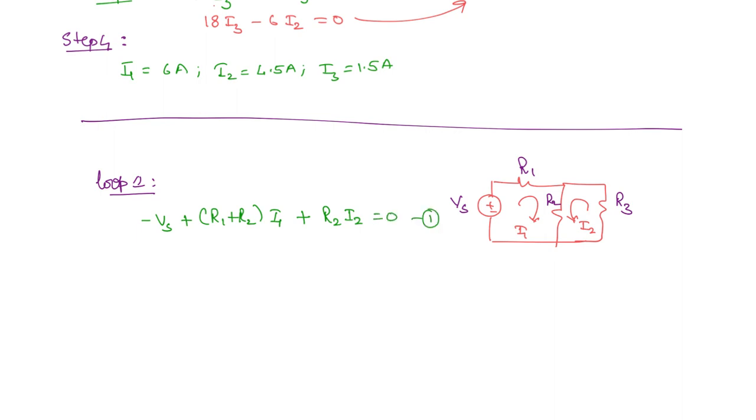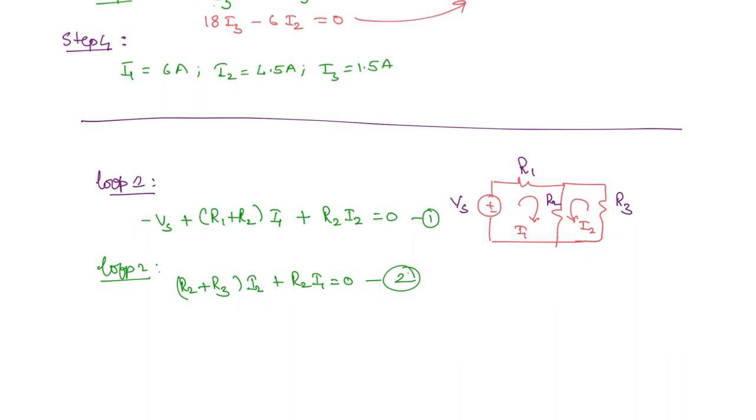In the second mesh, in loop 2, you are going to get R2 plus R3 times I2 plus R2 I1 is equal to 0. So this is how you have to write the mesh equations. Once you know how to write the mesh equations, then finding the solution, solving it, is not going to be a very big thing.